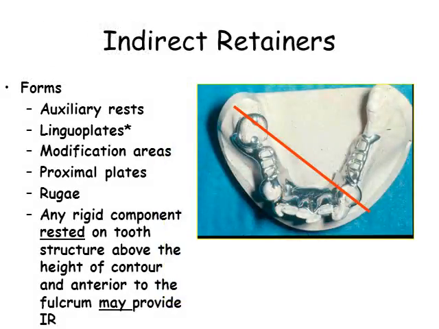Indirect retention can consist of basically any component anterior to the fulcrum resting above the height of contour. Usually well-formed rest seats are best. Linguoplate major connectors should be rested on both ends to provide indirect retention.